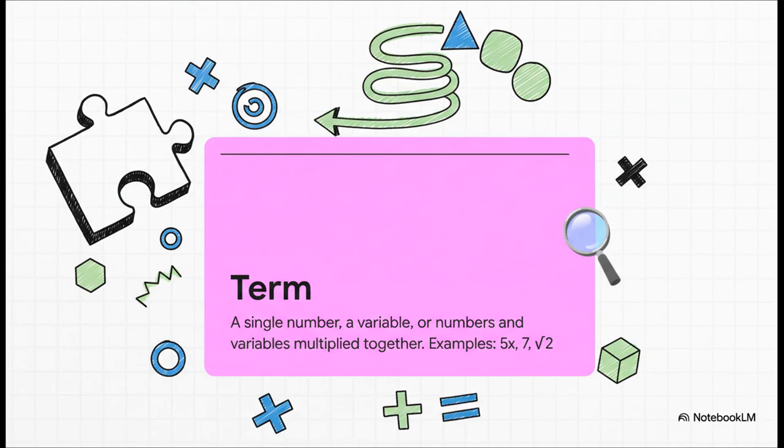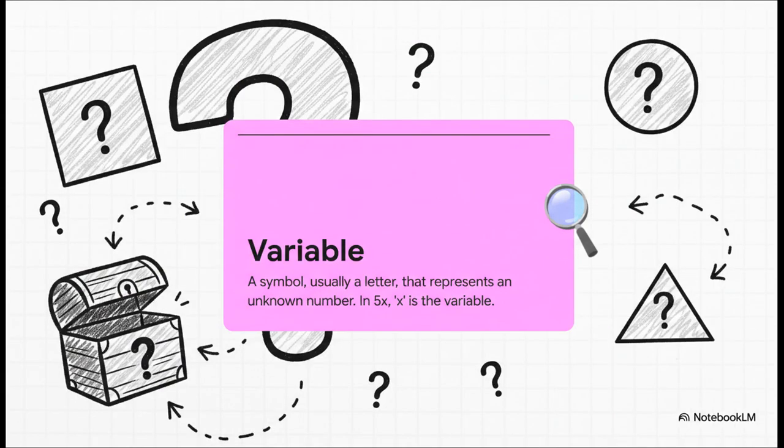The most fundamental building block is called a term. Just think of it as one single piece of information. It could be a simple number like 7, or something like 5x, or even the square root of 2. These are the individual Lego bricks we're going to be working with. Now, inside those terms, you're often going to find a variable. This is usually just a letter like x, and it's basically a placeholder. Think of it like a little mystery box that's holding a number we just don't know yet.